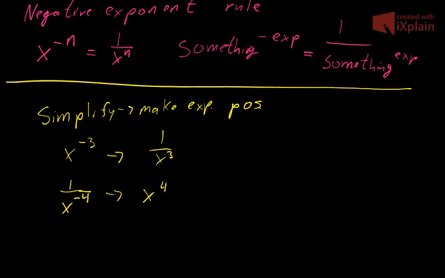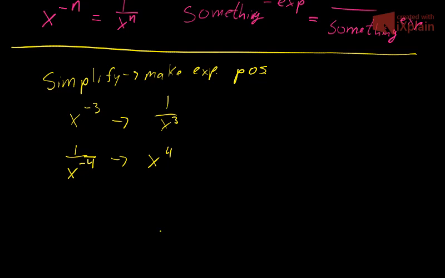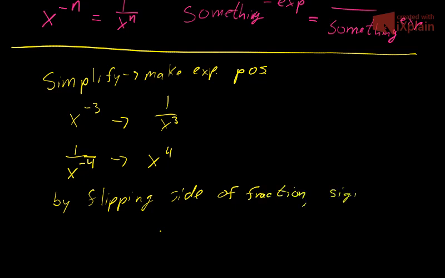So all we have to do, if we see something with a negative exponent, is flip what side of the fraction it's on, and we can make the exponent positive. So by flipping the side of the fraction, we get a sign change in the exponent.